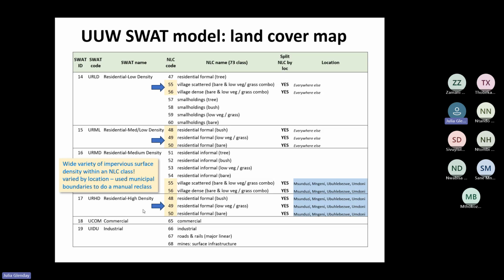Then there's a wide variety of impervious surfaces within a given class. That's what I mentioned. So I broke them up by using these municipal boundaries. So let me jump into GIS briefly to show you that.